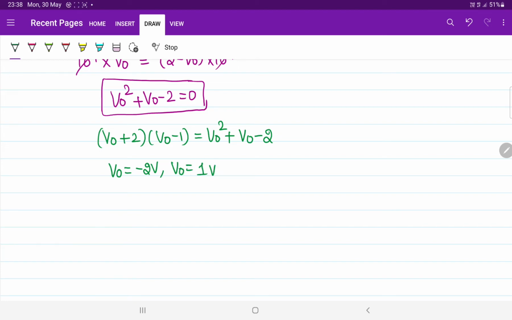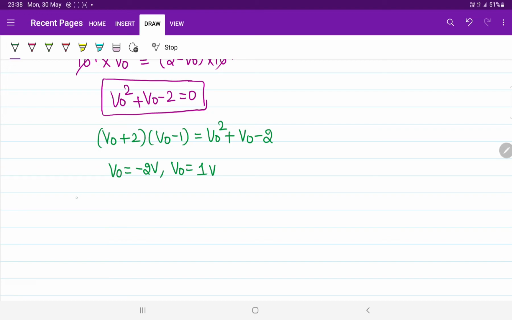Sir, we got two voltages for V naught. Which one can we take, sir? Now you have to decide. Basically, we are trying to switch the region of operation from saturation to linear. Yes or no? Either your MOSFET will be in the linear region or it should be in the saturation region. That is, the two regions will be allowed.